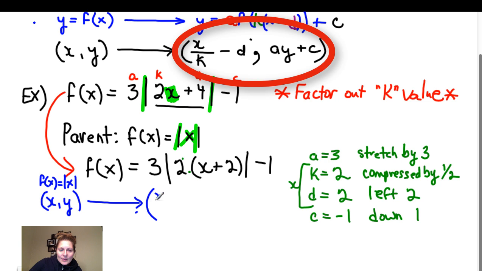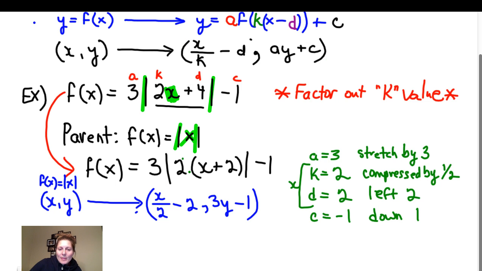So I'm going to take all my x values, I'm going to divide it by the k value, which in this case is 2, and I'm going to subtract the d value. So it's going to be minus 2. And all of my y values are going to multiply by 3, and then I'm going to subtract 1. So the next thing I need to do is I need to get a few values here for mapping notation so that I know what they're going to become in this new transformation.